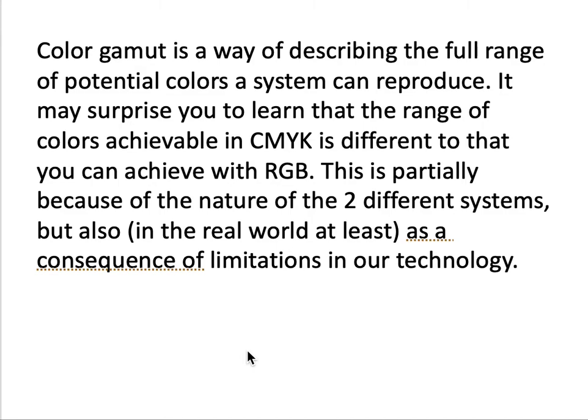Now, color gamut is a way of describing the full range of potential colors a system can reproduce. It may surprise you to learn that the range of colors achievable in CMYK is different, or maybe not, because you probably experienced it. You maybe printed something up and you're like, wow, that does not look anything like I thought it would look. Because it's very different than what you can achieve with RGB, what we're seeing on the screen. And this is partially because of the nature of the two different systems, but also, in the real world at least, a consequence of the limitations of our technology.